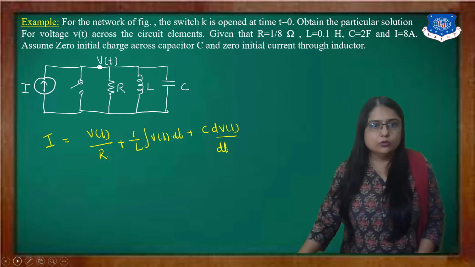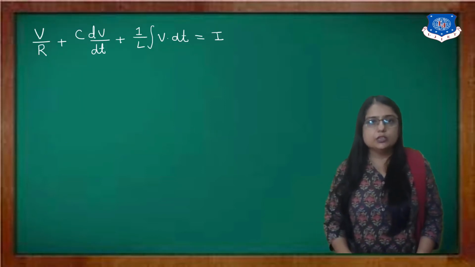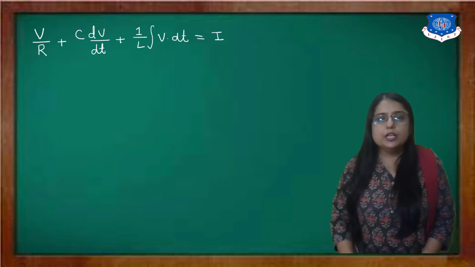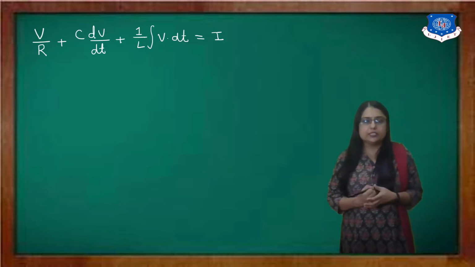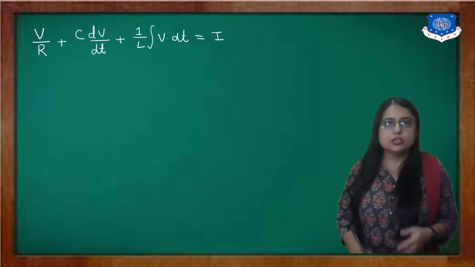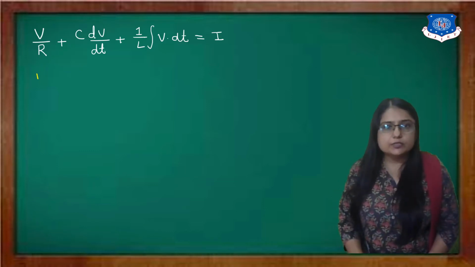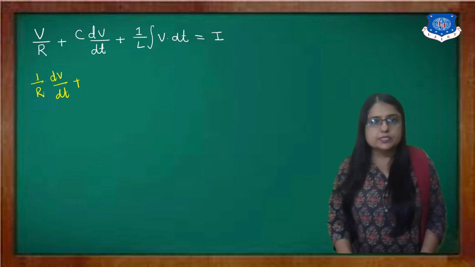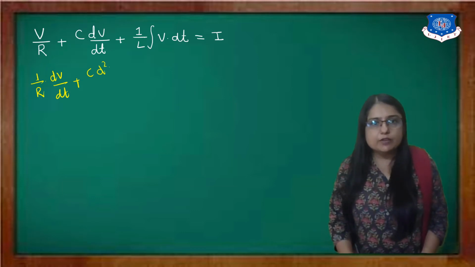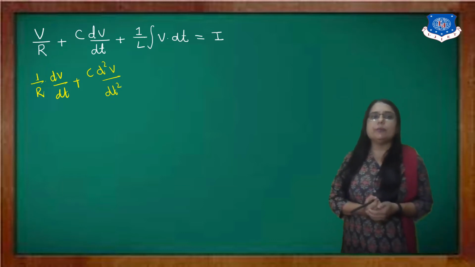So now, see, this is our equation. Now what we will do? Here we want a double derivation. So we have to differentiate this equation with respect to what? It's V. So here, what is 1 by R? Then this will become dV by dt, plus, when you differentiate this, what will happen? This will become C d square V by dt square, because already dV by dt was there.